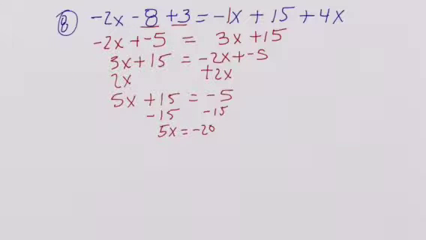What math operation is this? Multiplication. How do we solve it? Division. We're going to divide by 5. So we're going to have x is equal to negative 4.